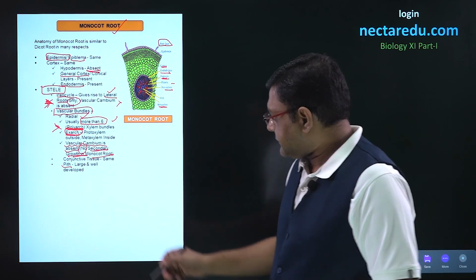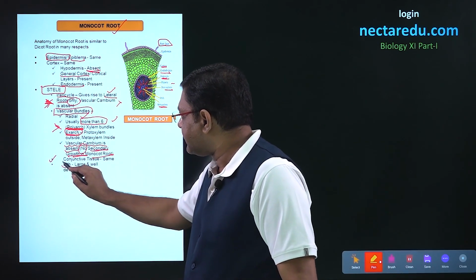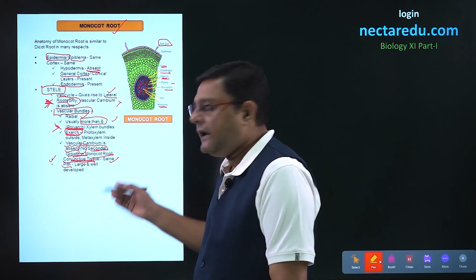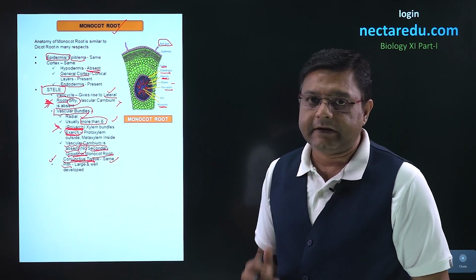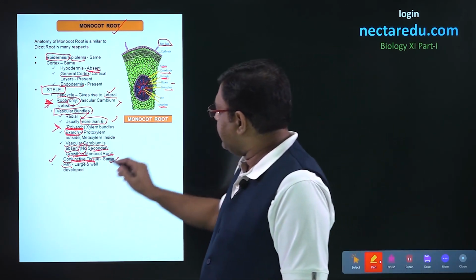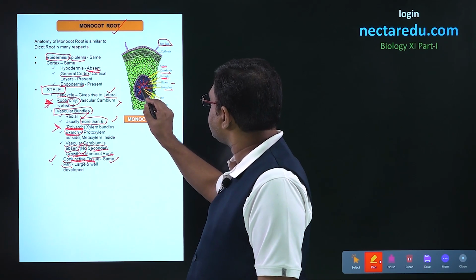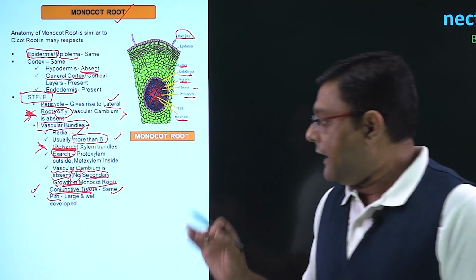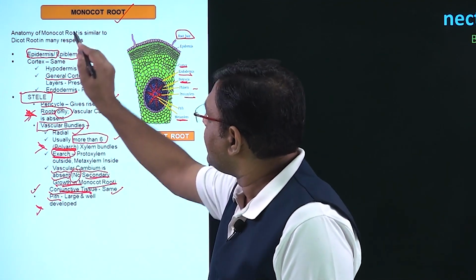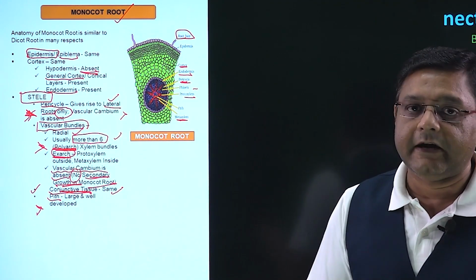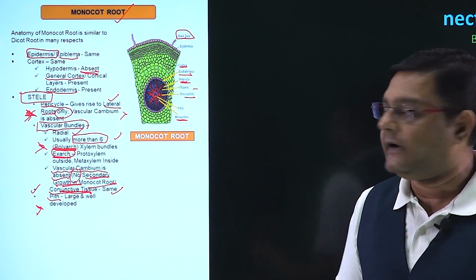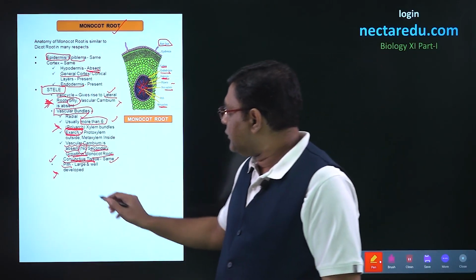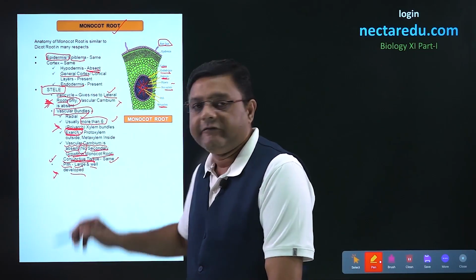After this, a small part conjunctive tissue is present. It is same as was present in dicot roots, and innermost is the pith. So pith is this innermost part. In this part, pith, it is different from dicot roots because there it was small, it was not very well developed. But in the case of monocot roots, it is large and well developed.